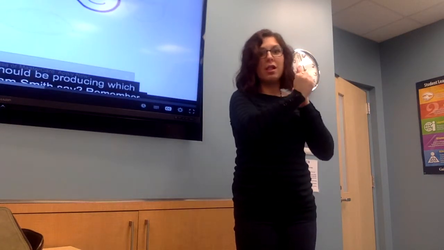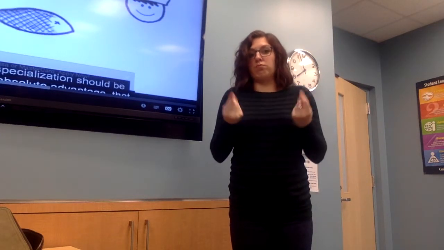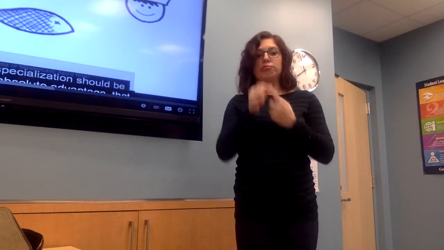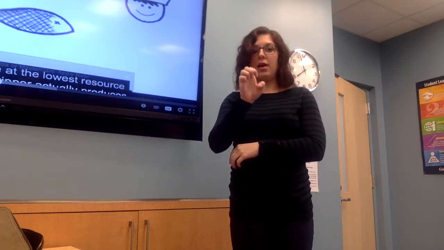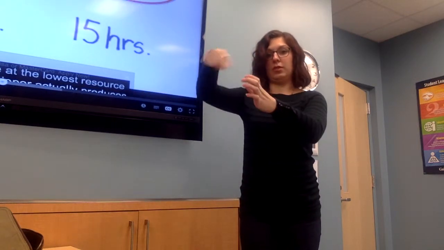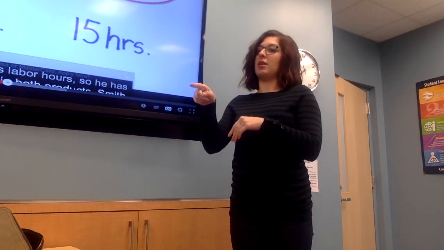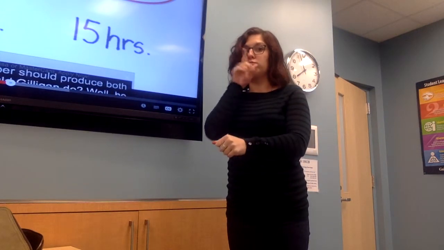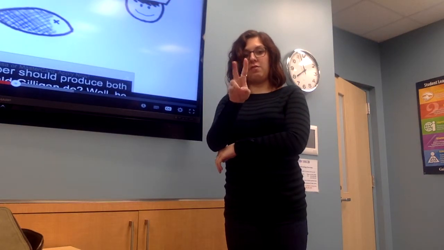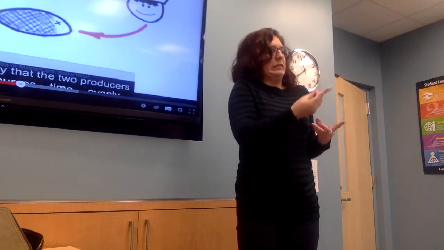Okay, in terms of who should be producing which product, what would Adam Smith say? Remember, Smith thought that specialization should be dictated by who has absolute advantage, that is, who can produce at the lowest resource cost. In this case, Skipper actually produces both items using less labor hours, so he has absolute advantage in both products. Smith would say that Skipper should produce both products. What should Gilligan do? Well, he can't really hurt anyone if he sits in his own little corner of the island and produces both as well.